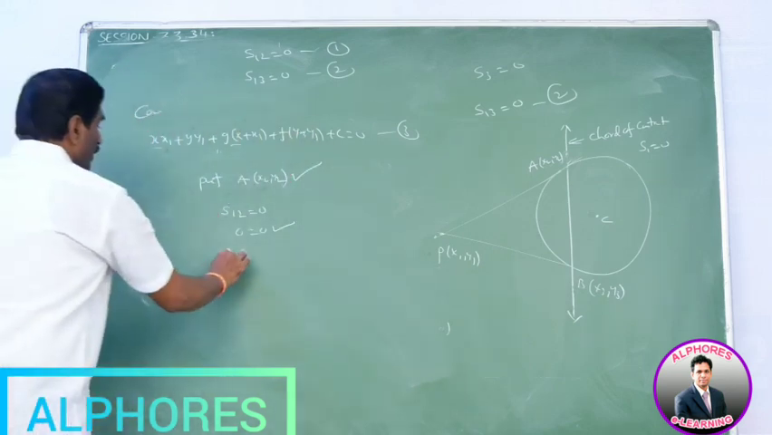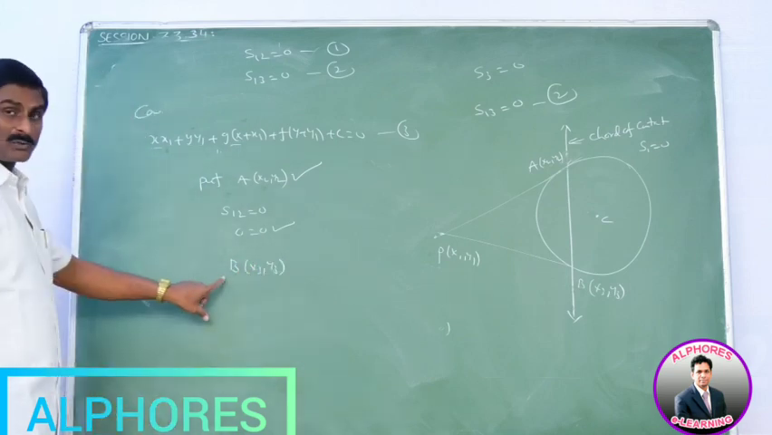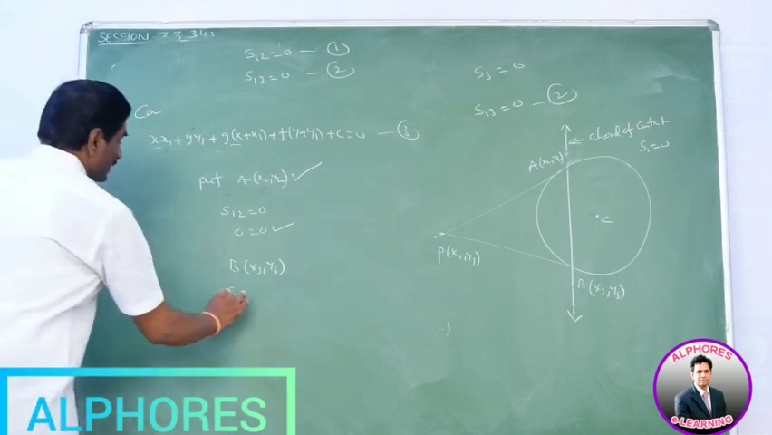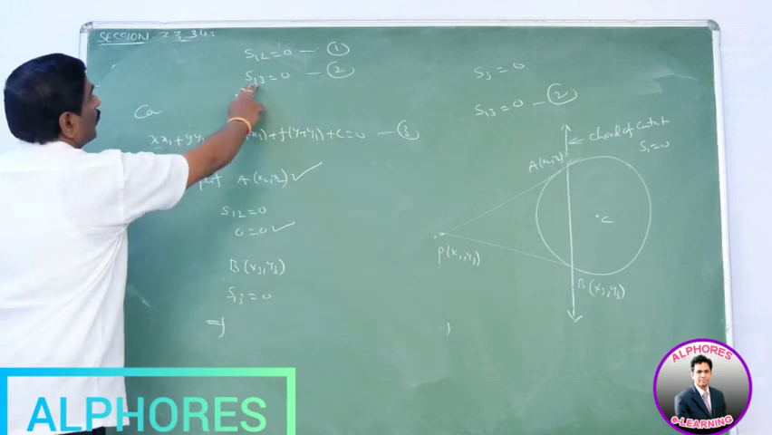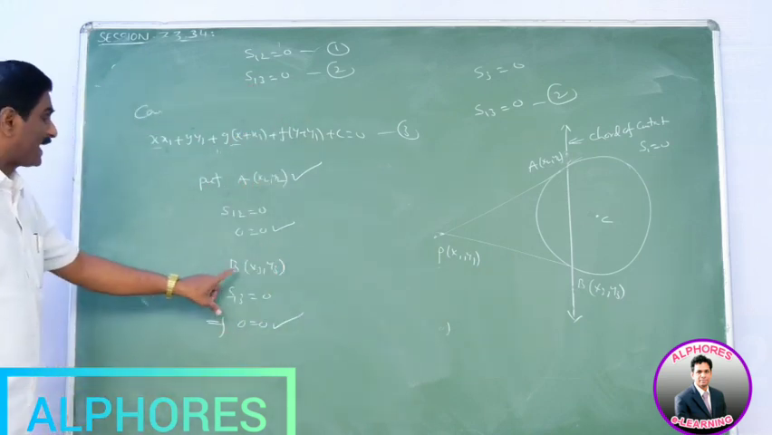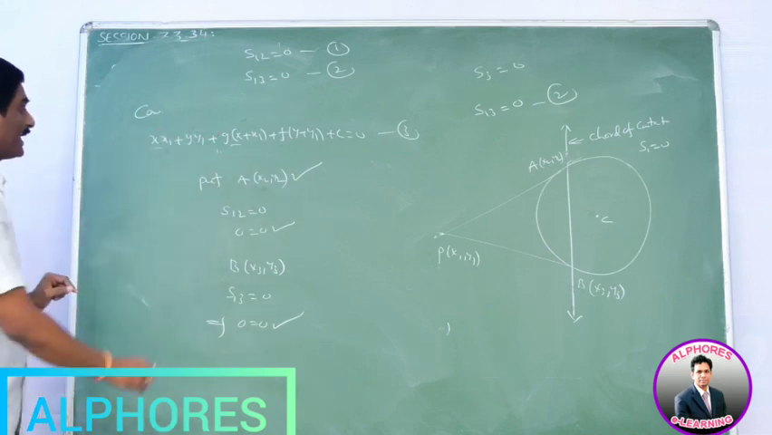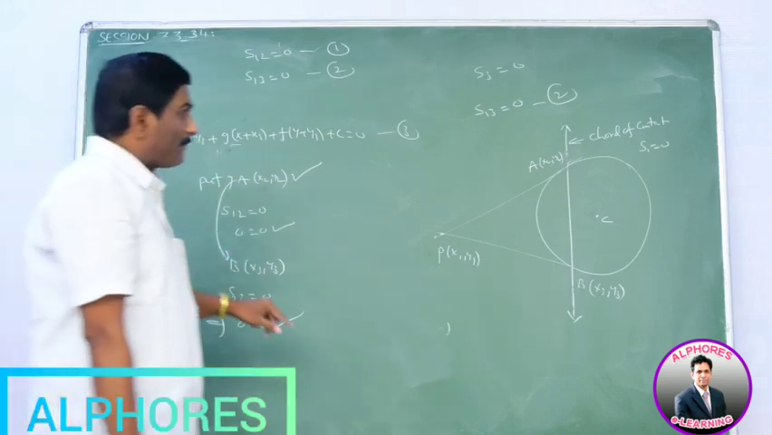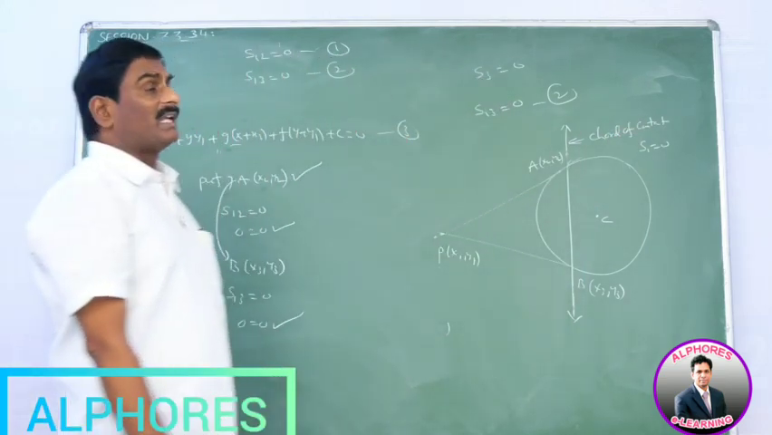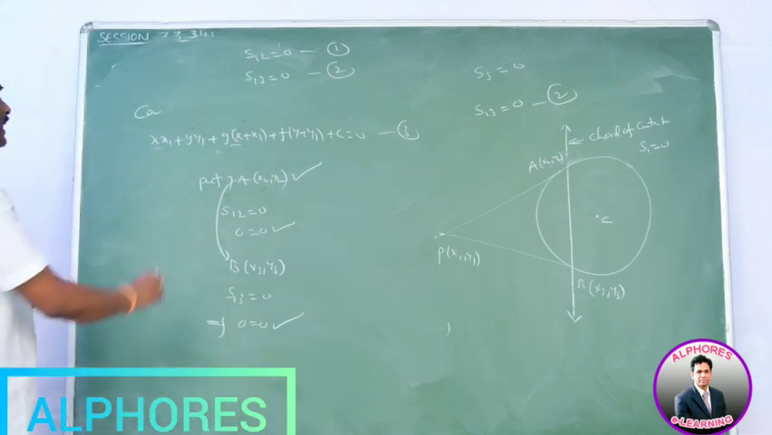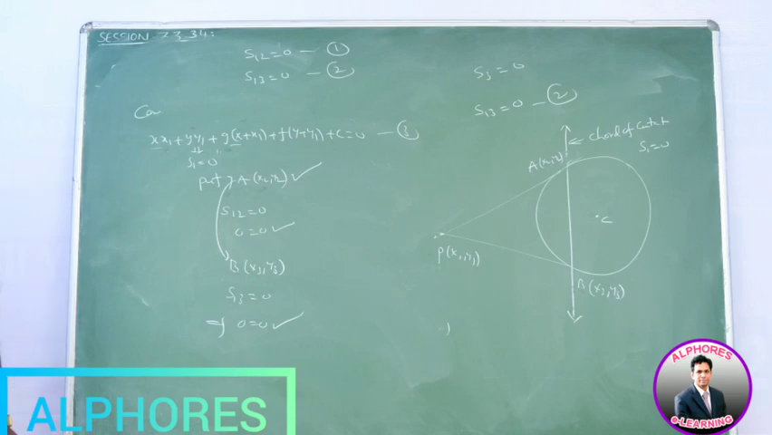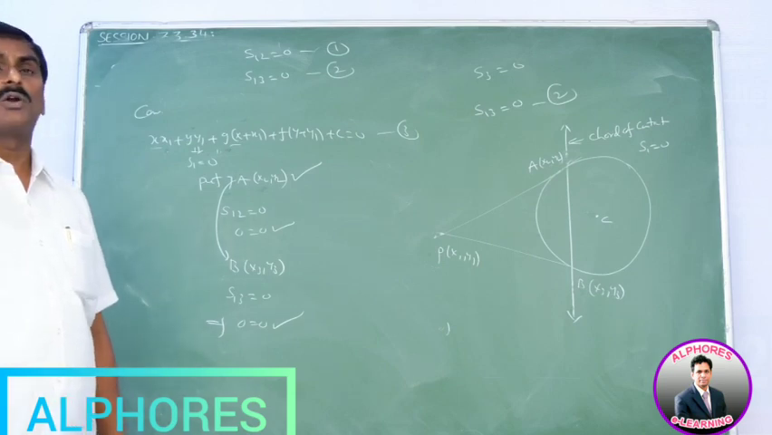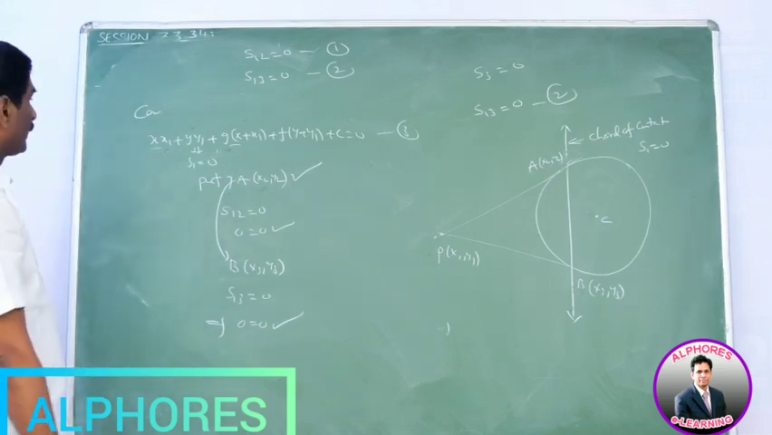Similarly, substitute the point B (x3, y3) in this equation. Then we get S13 is equal to 0. That means, actually, from equation 2, S13 is equal to 0, so 0 is equal to 0. So B (x3, y3) also lies on this line. So the equation of the line passing through A and B is nothing but equation 3. Line AB is nothing but the chord of contact. Therefore, the equation of the chord of contact is 3. This is the notation for S1 is equal to 0. Therefore, the equation of the chord of contact from P (x1, y1) to the circle S is equal to 0 is S1 is equal to 0.